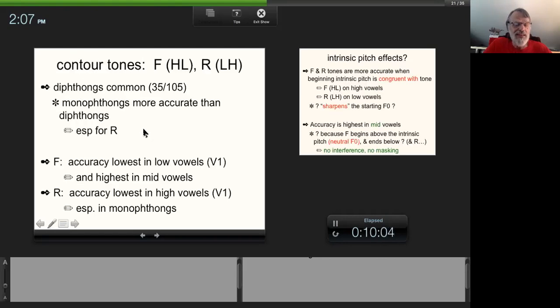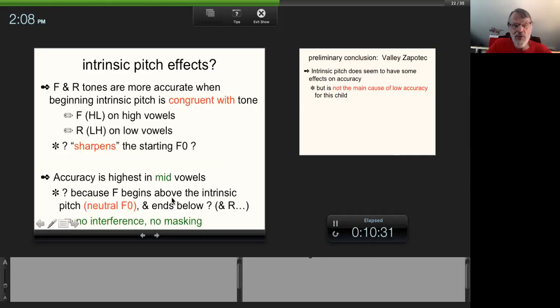What we did find is that monophthongs were more accurate for rising and falling tones than diphthongs were, in a way that wasn't just reinforcement by the intrinsic pitch. And we found that the accuracy on falling tone was lowest in low vowels and highest in mid vowels. We found that accuracy in rising tones was lowest in high vowels. Now we can look at that in the following way.